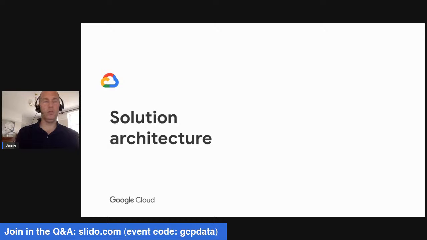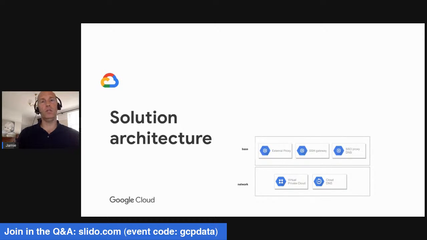So a little bit about our solution architecture, how we put all this stuff together. For every single client, we deploy a number of components within GCP. We have a virtual private network and Cloud DNS around that. On top of that network, we deploy external proxies to limit what can come in and what can go out. We have an SSH gateway that allows us to SSH onto the machines running in those projects. And we also have a custom-built SSO proxy as well.